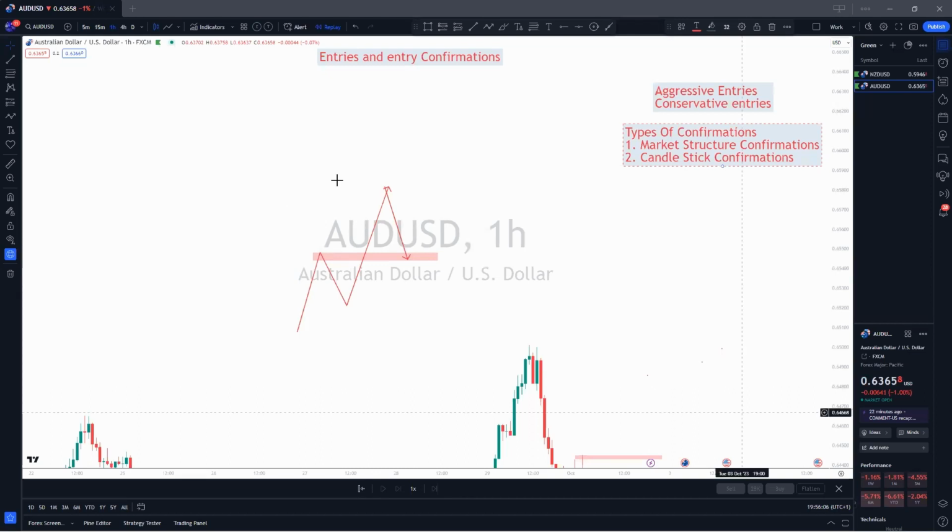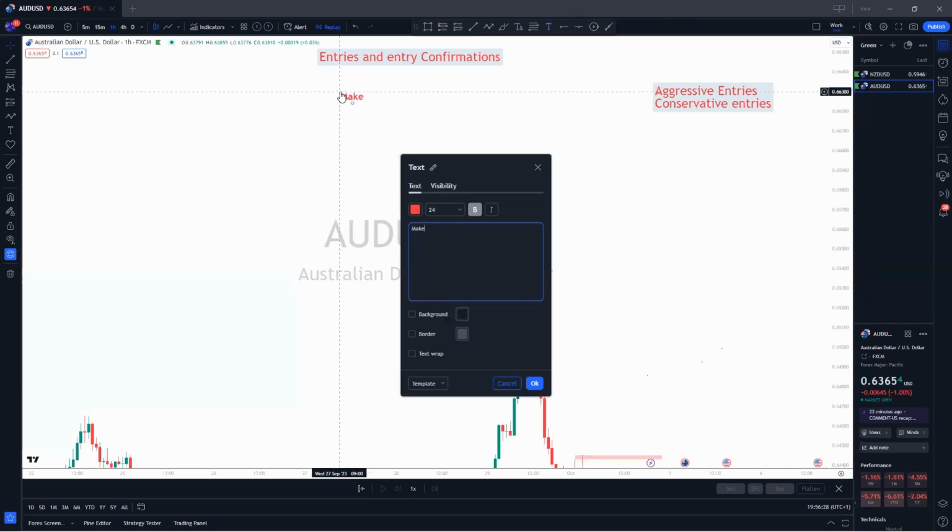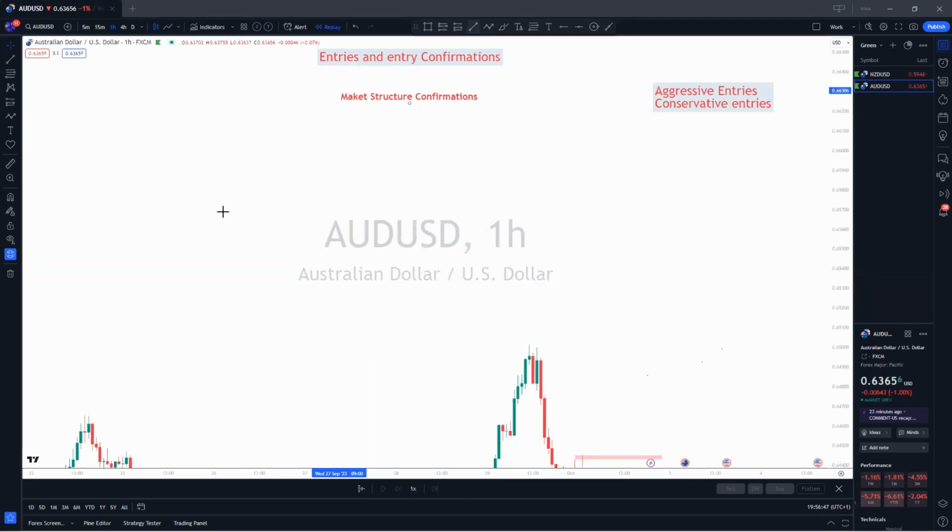So now, let's look at market structure confirmations. When it comes to market structure confirmations, let's say we have a zone, let's say for an uptrend. In short, before I even illustrate it here, whenever price gets into your zone, remember, we're looking for extra confirmations.